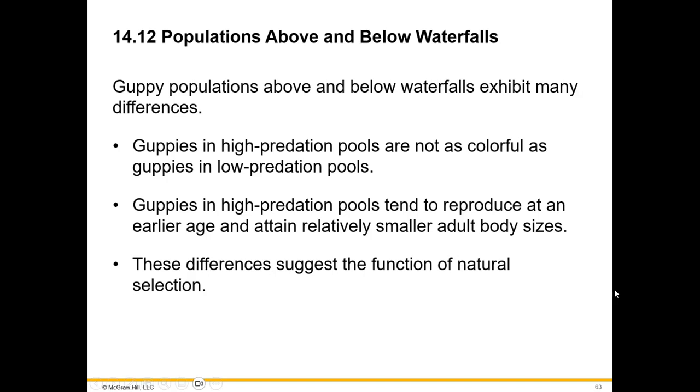Well, it turns out the guppies that are in those high predation pools with the pike cichlids trying to eat them are not as colorful as the guppies in the low predation pools. And it also turns out they're smaller and they reproduce way earlier than the guppies in the safer pool. So these differences are suggesting that function of natural selection, where if you're going to live in a population that has a high risk of predation, then it's more beneficial to be smaller, to be less noticeable, so have muted colors and less spots, and to reproduce sooner because your lifespan is probably going to be shorter or it is at greater risk of harm.